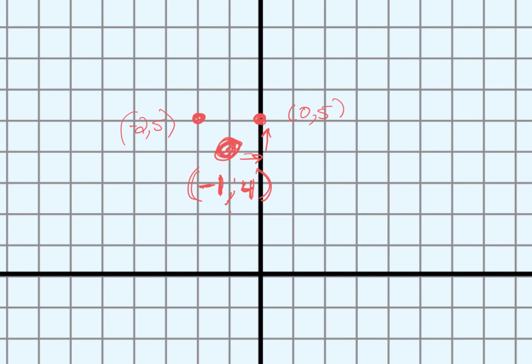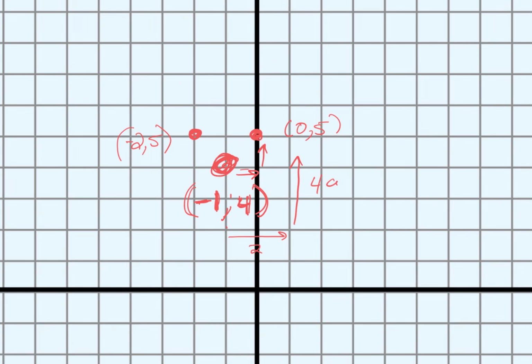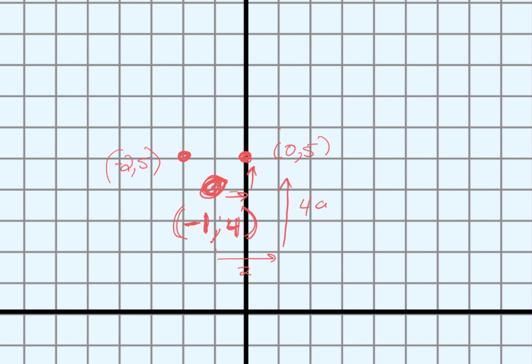How do we get the next point? If we want to, we could start at the vertex and go over 2, up 4. Over 2, up 4. 1, 2 to the right. 1, 2, 3, 4. Okay? Oh, that's going to be 1, what? 6, 7, 8. 1, 8.